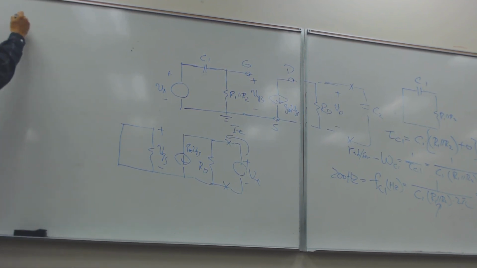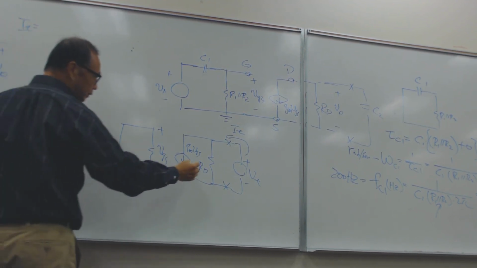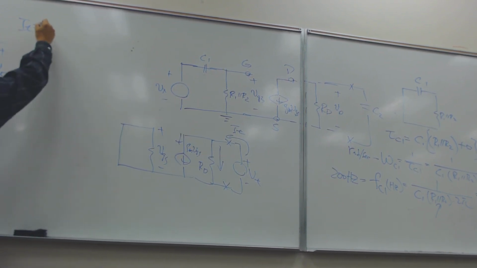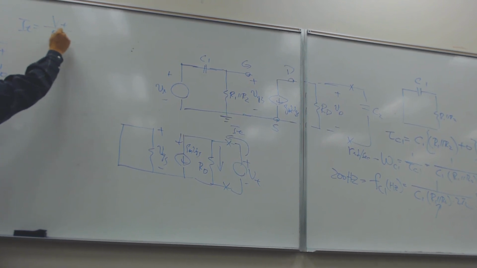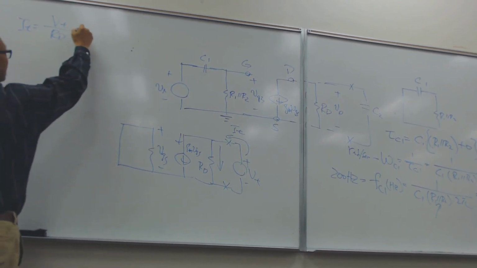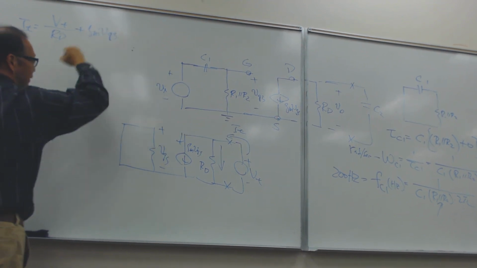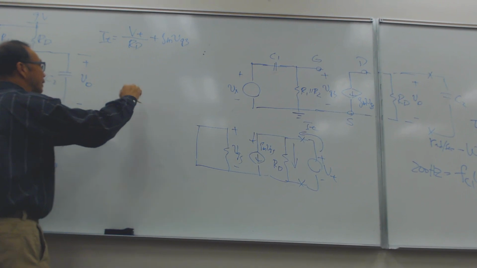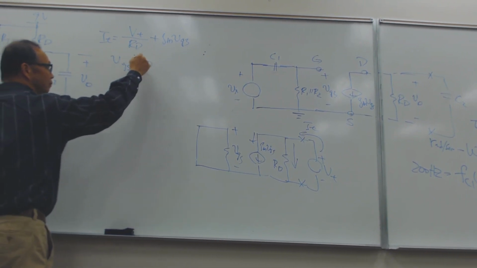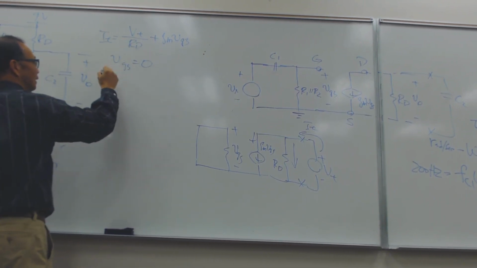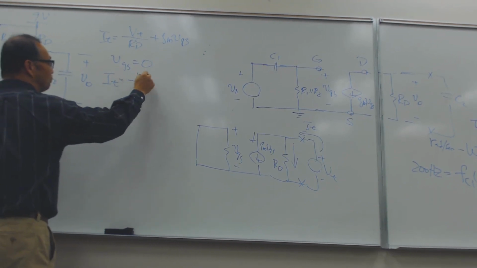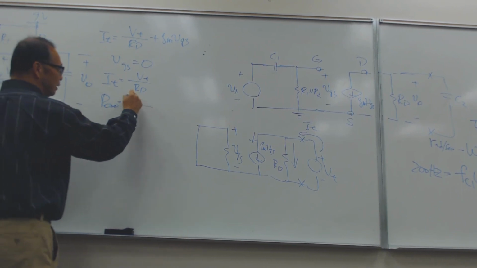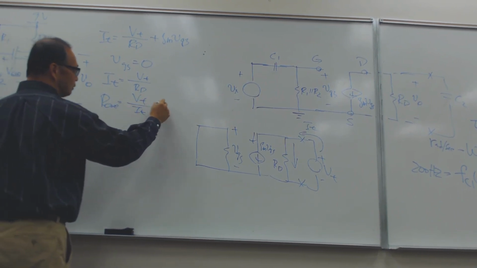So I test is equal to, there are two currents, this one and this one, correct? It is equal to V test over R sub D plus gm VGS, correct? But VGS, we know, is 0. So therefore, I test is V test over R sub D, and R out is V test over I test, right? So it's R sub D.